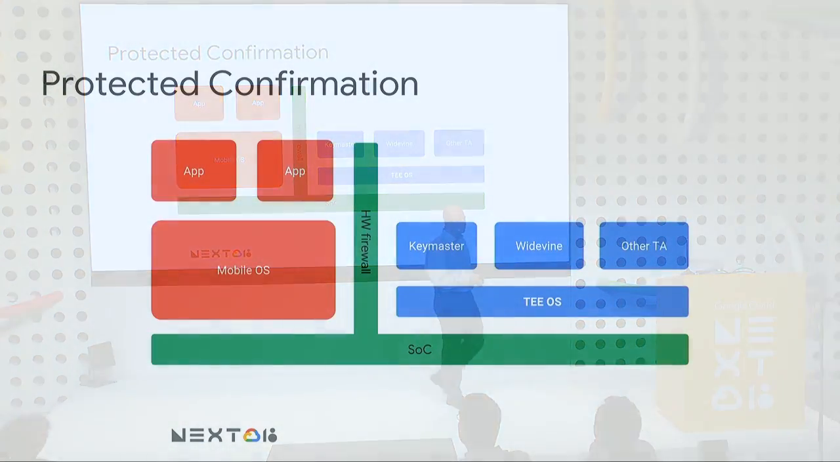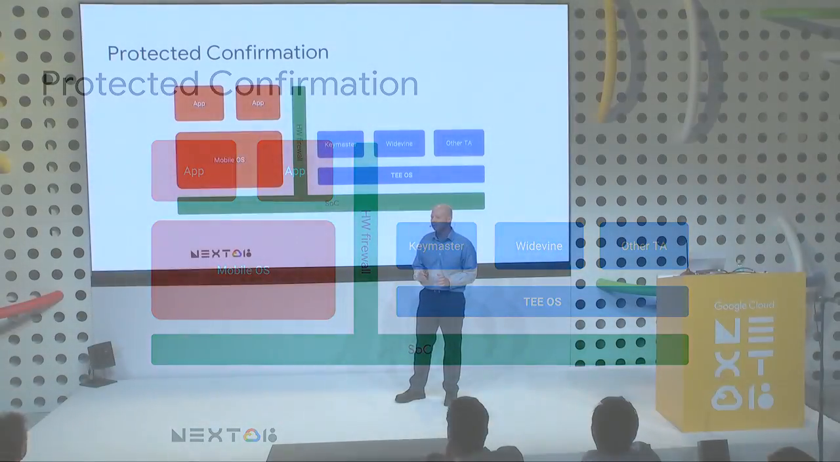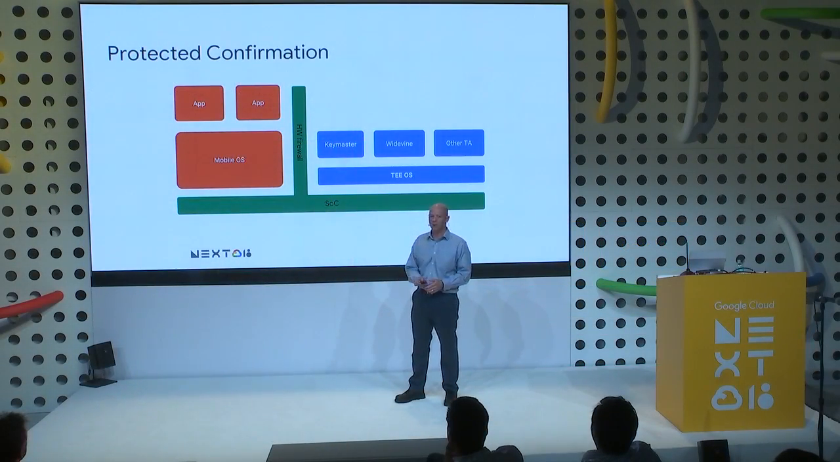Another feature that is really exciting is protected confirmation. So I mentioned the trusted execution environment. It's this separate hardware compartment that allows you to execute really critical software that runs outside of Android, the main operating system, so that even if Android, the kernel, is compromised, even at the lowest levels, you still can assure the integrity of that execution environment. So trusted execution environments have been around for quite a long time.